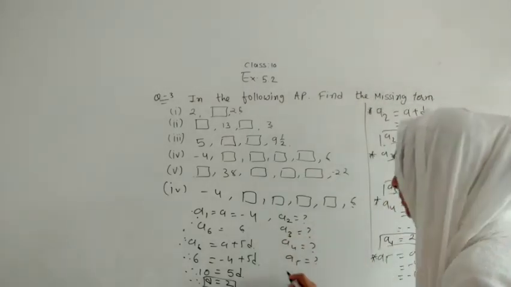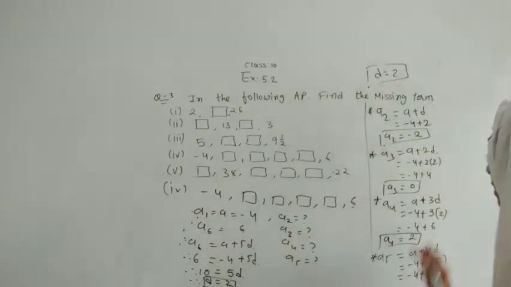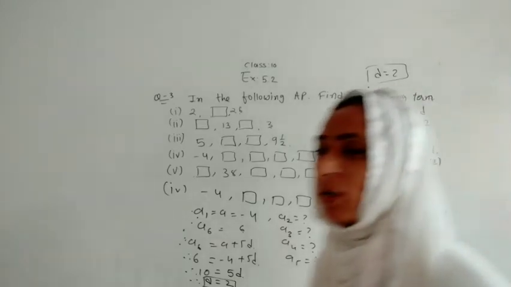So now as you can see, d we got as 2. Let me write it somewhere over here. d we got as 2. So here we have found that 8 minus 4 will make 4. So a5 hamara aaya hai 4. This is the end of this question.